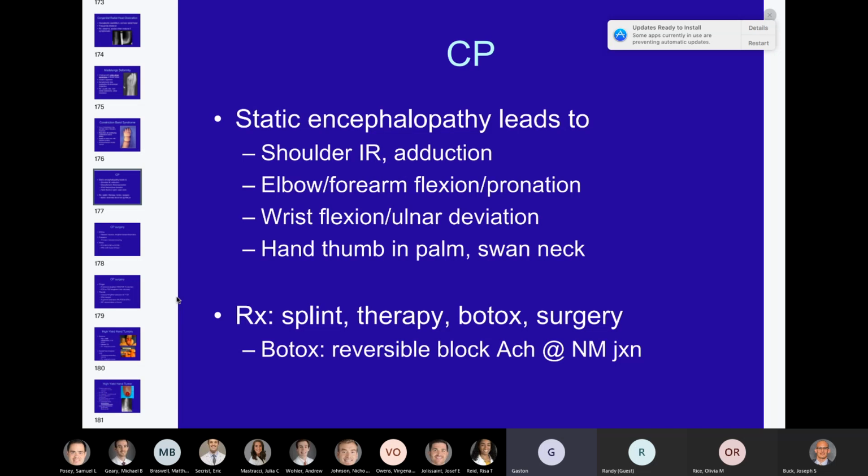Cerebral palsy is a lot to get into. Basically, for at least upper limb CP, and I don't know what the peds people will tell you, just know the classic deformity. Shoulders internally rotated and they basically look like a stroke patient. Internal rotation, adduction, elbow flexed and pronated, wrist flexed and ulnarly deviated, thumb-in-palm and swan neck deformities. Look for splinting, therapy, Botox as your primary go-tos. How does Botox work? Has been asked. Remember, it's a reversible block of the acetylcholine receptors at the neuromuscular junction.